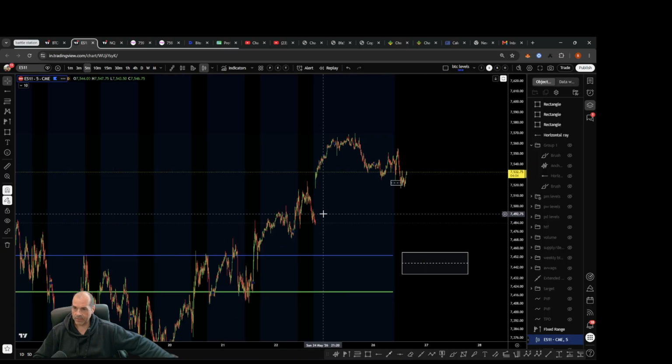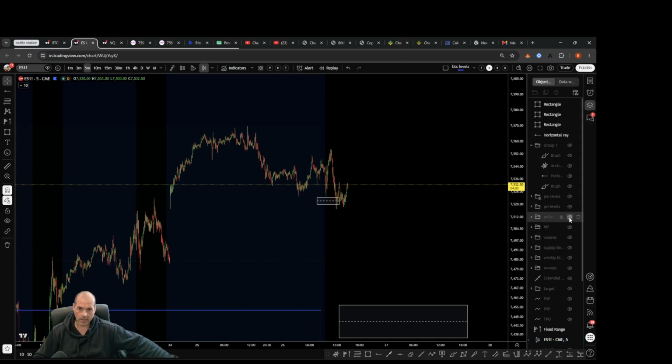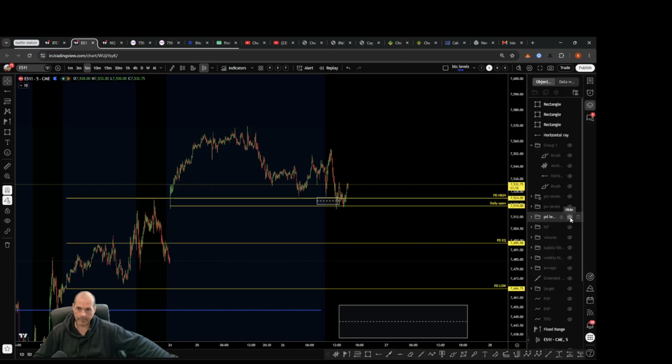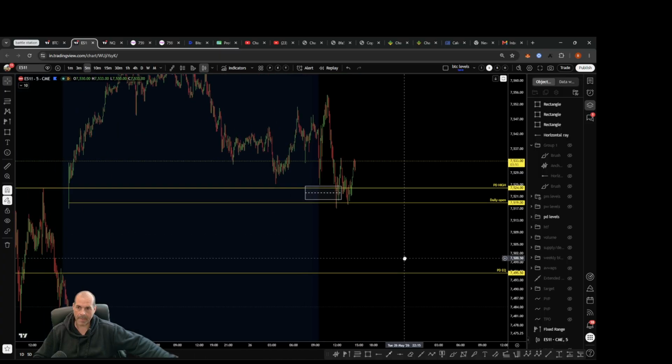If we go to the ES, let's see here. Quite the same thing. Let's go to the 5-minute and let's introduce our previous day levels. Bam. You can see here, we did retrace a little bit deeper back into the daily open.